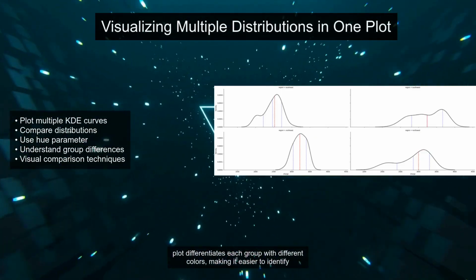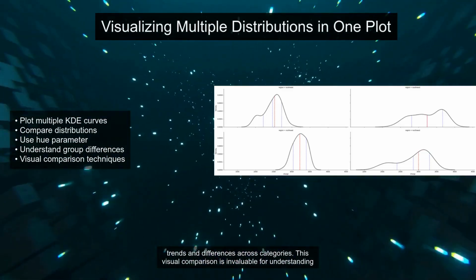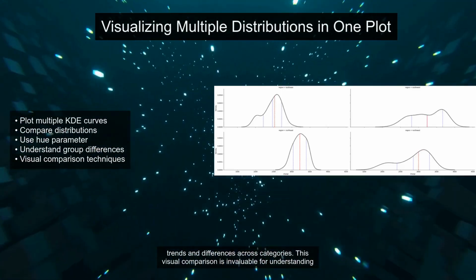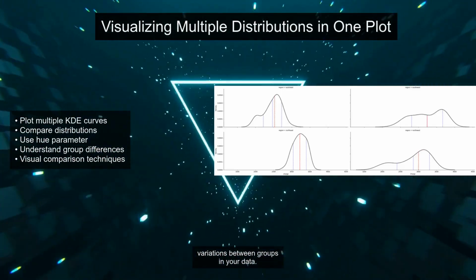a glance. Notice how the plot differentiates each group with different colors, making it easier to identify trends and differences across categories. This visual comparison is invaluable for understanding variations between groups in your data.